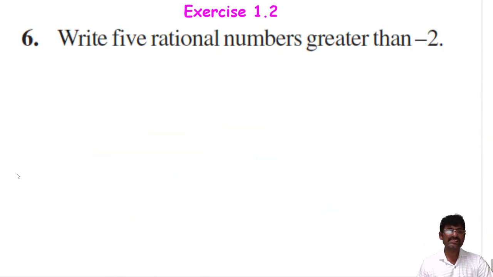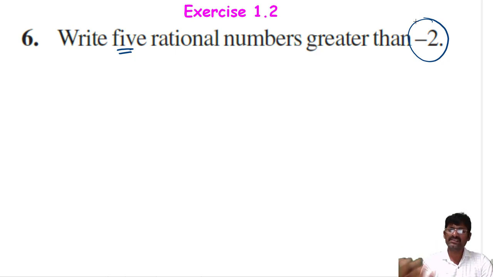So the next problem is the 6th problem. Write 5 rational numbers greater than -2. What are rational numbers? Rational numbers means the numbers which can be written in p by q form. We know that all the integers, all the whole numbers and all the natural numbers are rational numbers. If we take any 5 integers which are greater than -2, those will be rational numbers. You take any 5 whole numbers which are greater than -2, those are rational numbers.